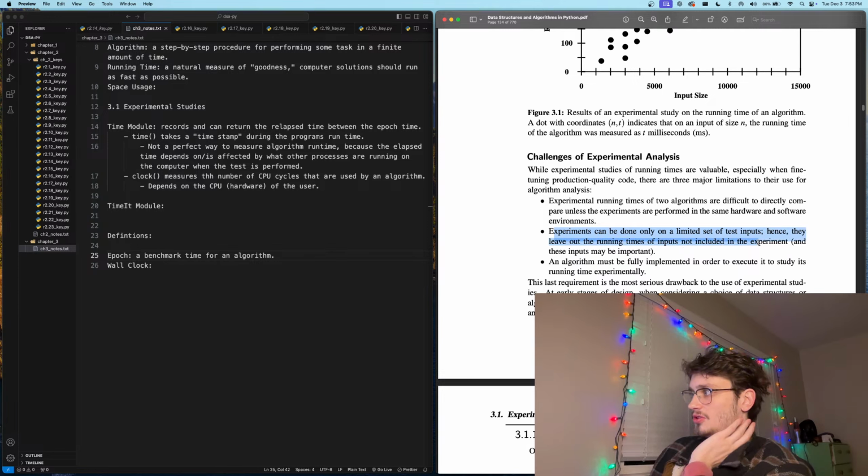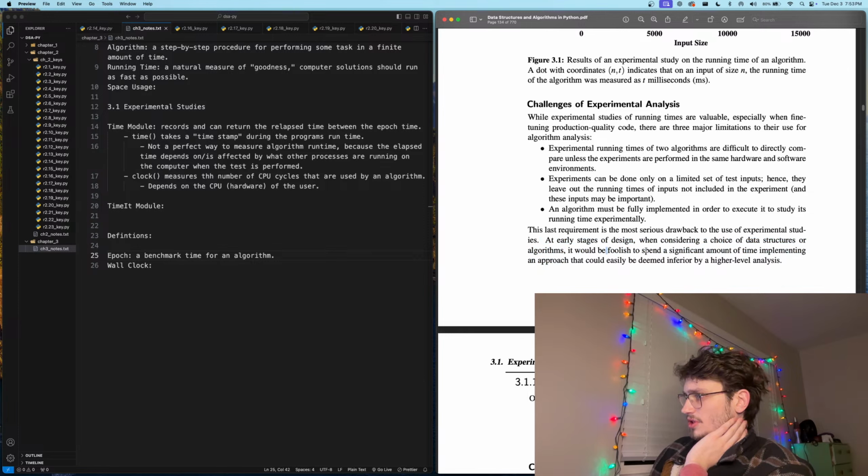An algorithm must be fully implemented in order to execute it to study its running time experimentally. Yeah, because if you're experimenting on actual subjects, your algorithm has to actually work and be fully implemented into some sort of user interaction, right? So this last requirement is the most serious drawback of the use of experimental studies. At early stages of design, when considering a choice of data structures or algorithms, it would be foolish to spend a significant amount of time implementing an approach that could easily be deemed inferior by higher level analysis.